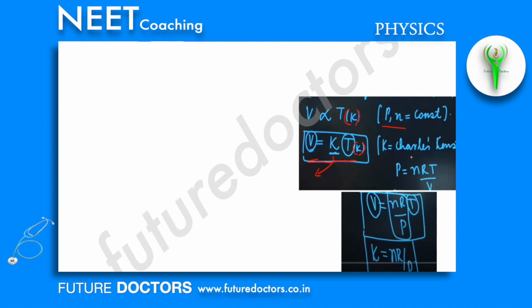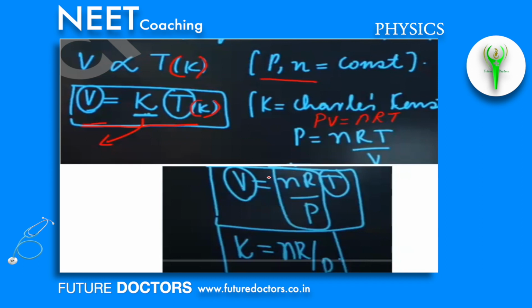So we know the gas equation, PV is equal to nRT, the ideal gas equation. From this, P is equal to nRT by V. So now we can write volume. So volume is equal to nRT by P. So now you compare this equation and this equation. Name this as equation 1 and this as equation 2.